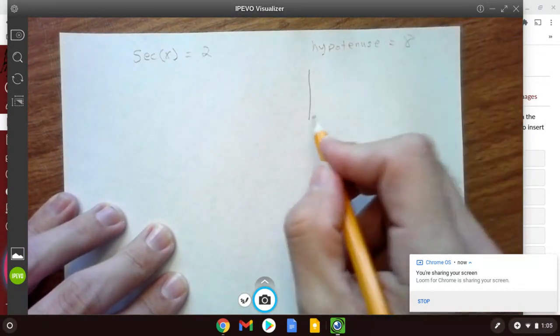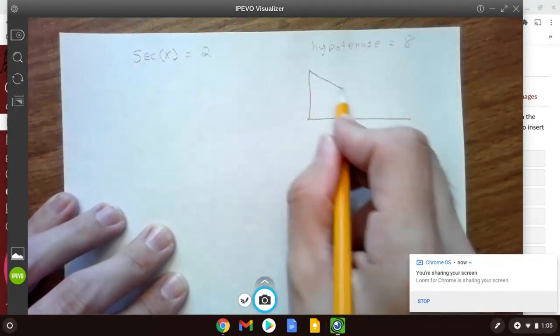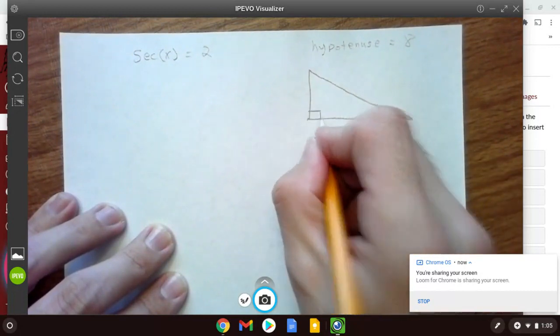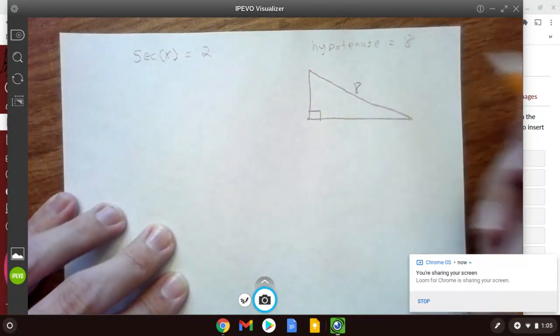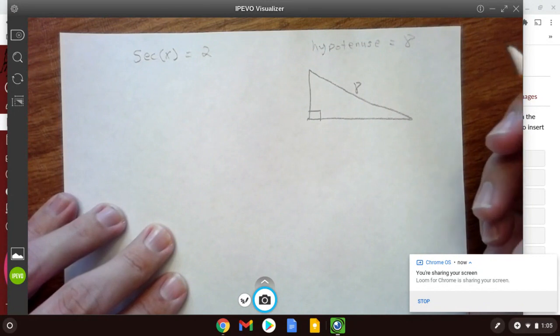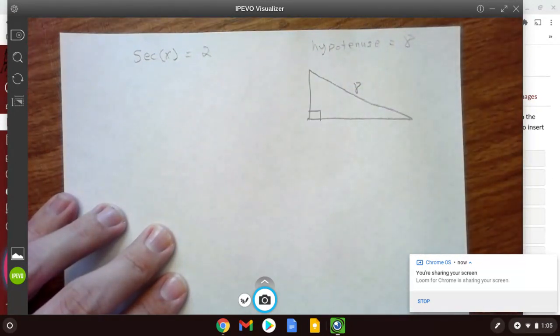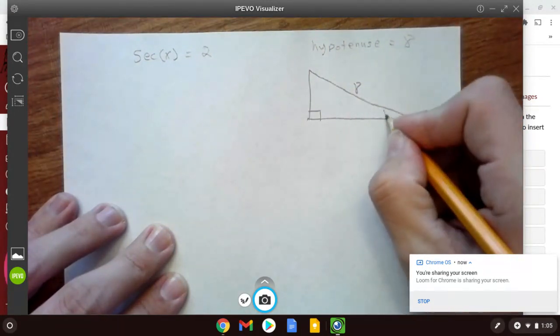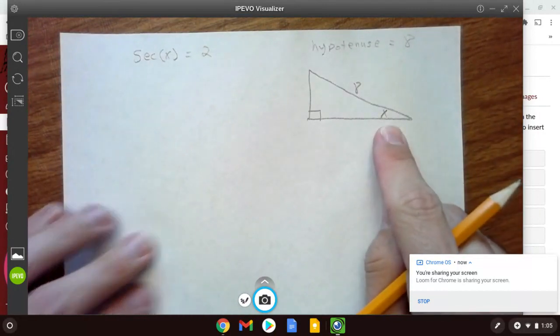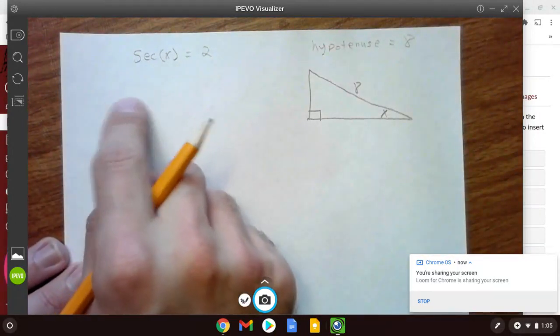All right, so let me draw just a random right triangle here. All right, don't know much about it. All I know is that the hypotenuse is 8, and one of these angles is called x. All right, so I'll just pick one here. I purposely picked the wrong one, so you'll see what I'm doing here.